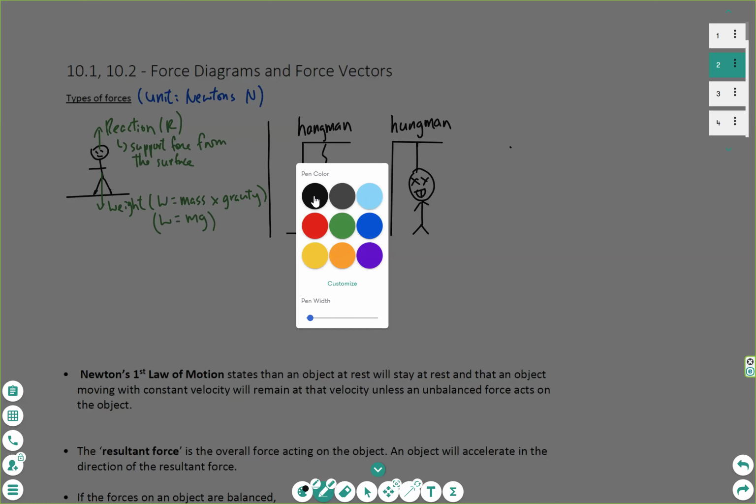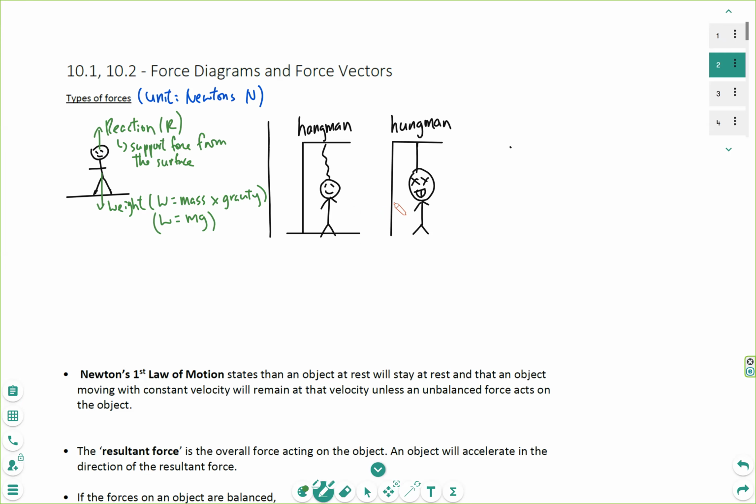So hangman. What forces do we have in here? Same as the previous one, because you're standing on a platform, you still have weight and you still have reaction. Now the reaction actually comes from the ground, but we normally put it on the top. It's up to you where you want to put it. It doesn't matter where you put it, but you can't draw both.